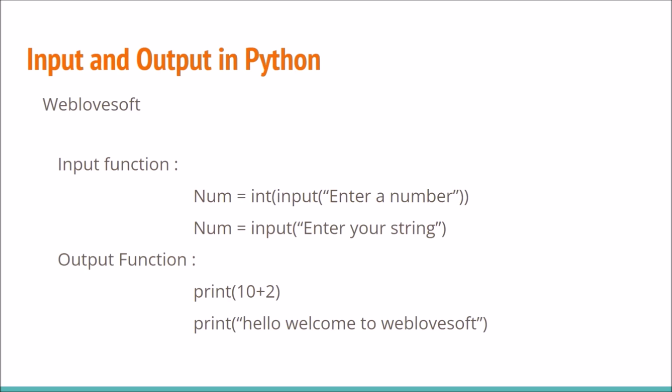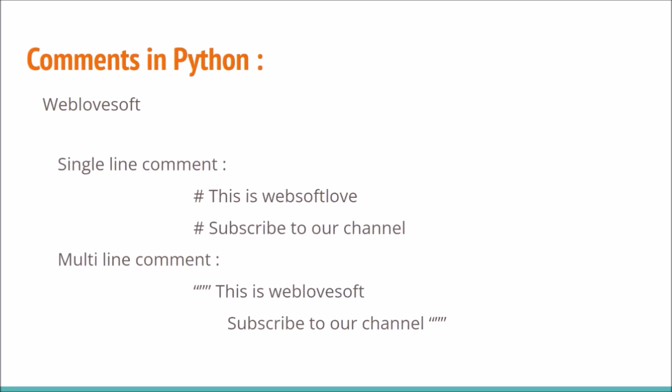Output function. The print function displays messages on the screen. Here is the syntax. Print 10 plus 2. It will print 12 as the output. Print hello world. It will print hello world as the output. Comments in Python, we will use hash for single line and we will use triple quotes for multiple lines.